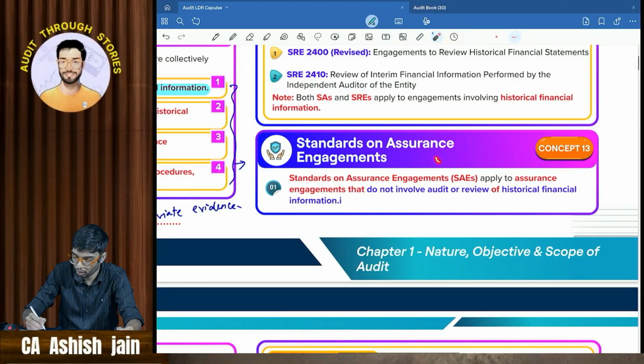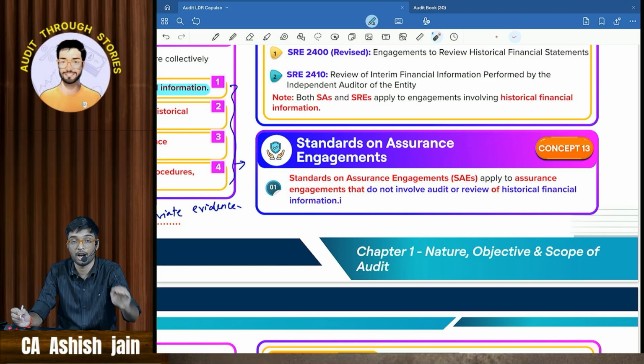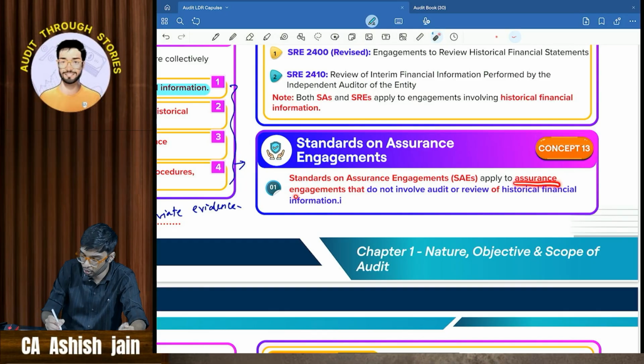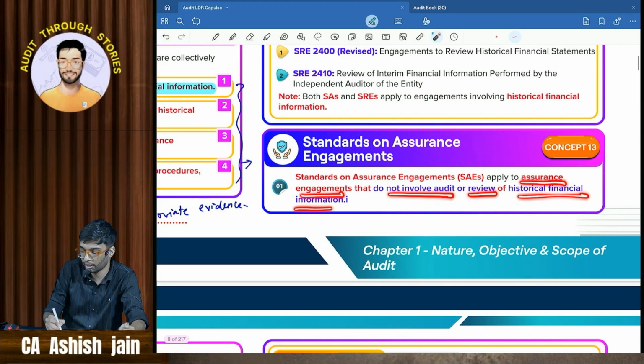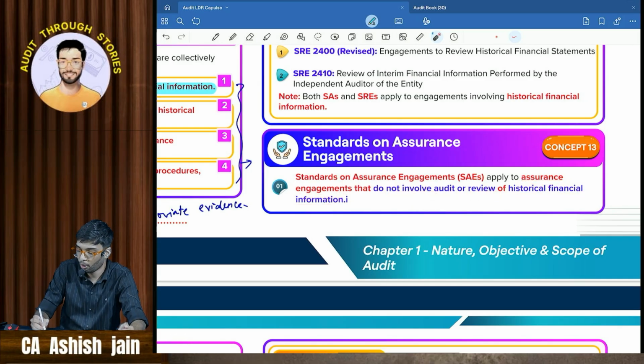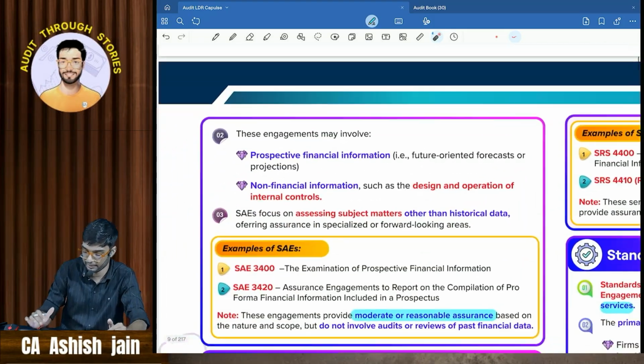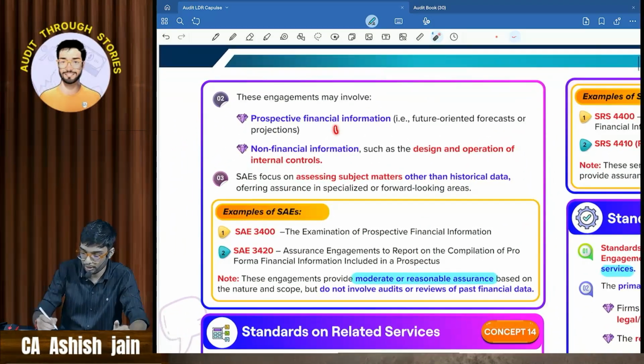Then comes standards on assurance engagement. Standards on assurance engagement is nothing but you give assurance other than audit and review. It is an assurance engagement that does not involve audit or review of historical financial information. The auditor or practitioner will give an assurance engagement other than audit and review of historical financial information. Remember this. So again, there are a total of 2 examples.